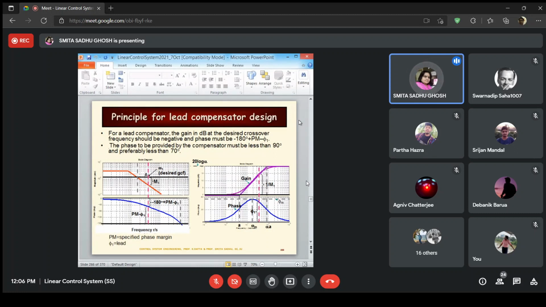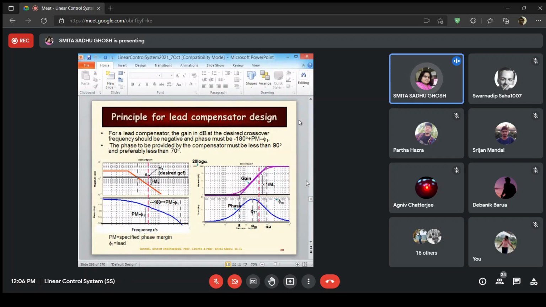So you would require to go through that, but as far as your online exams are concerned, you can just leave it out. But naturally, going through it will help you in the long run, right? So with that, now let me start with the principle for lead compensator design.